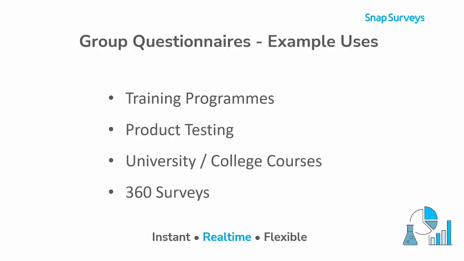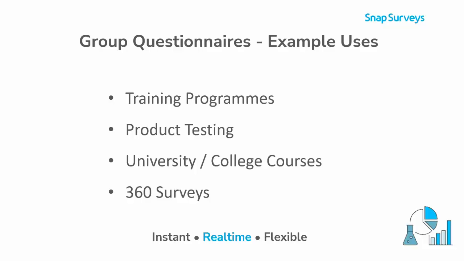Some example uses for group questionnaires would be training programs where employees are asked to evaluate different courses they've been on. Product testing, where a participant is asked to complete a questionnaire about a product at various intervals throughout the testing process, or perhaps complete a questionnaire for each of the different products that they're testing.